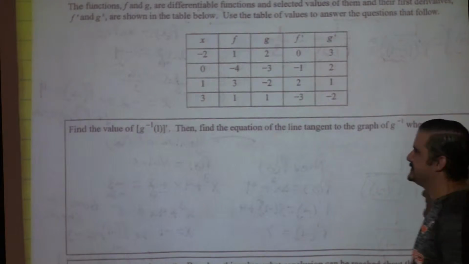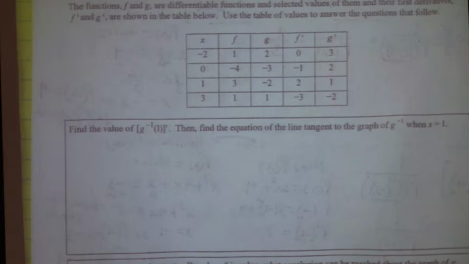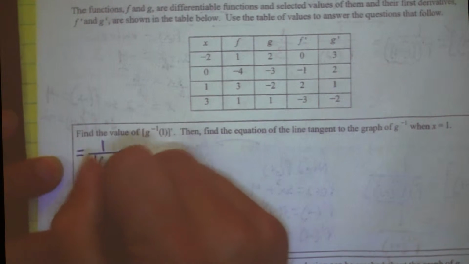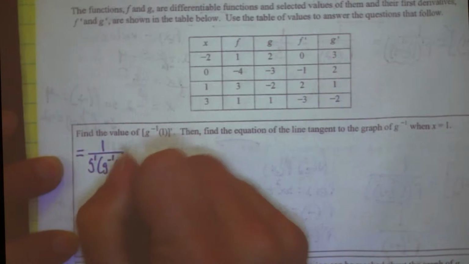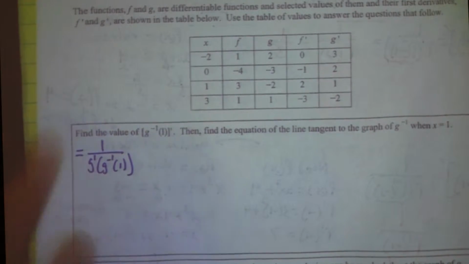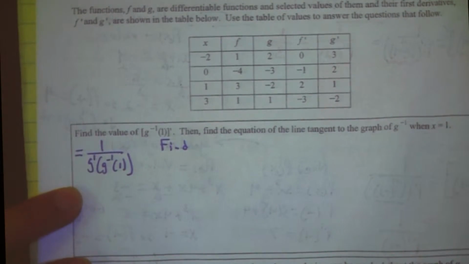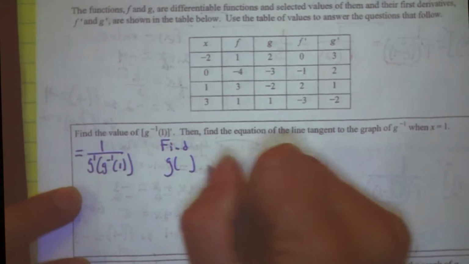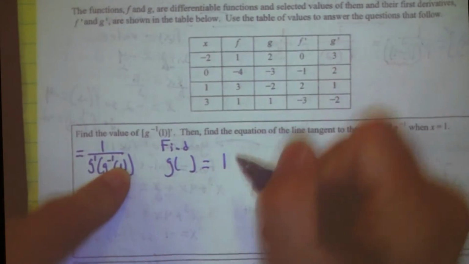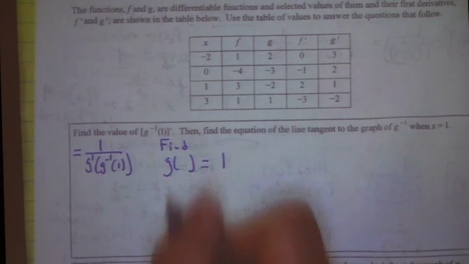Now we have some other table. The first thing they want you to do is find the derivative of the inverse of g at 1. So let's write down the formula for that one. How do we get that derivative? 1 over g prime of g inverse of 1. In order to get that, I need to start off by finding where the original function is equal to 1.